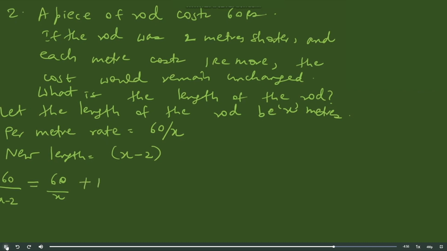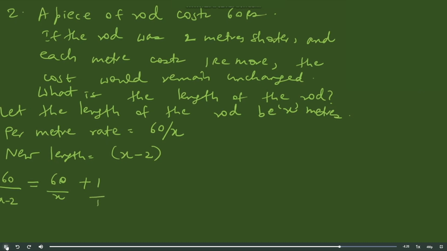Okay, so the cost now is 60, the total cost, by x minus 2. X minus 2 is the total number of meters, 2 meters shorter. So 60 by x minus 2 is equal to the original per unit cost, which is 60 by x, plus 1. So they are saying that the per meter cost is 1 rupee more. So this is 60 by x minus 2 equal to 60 by x plus 1.